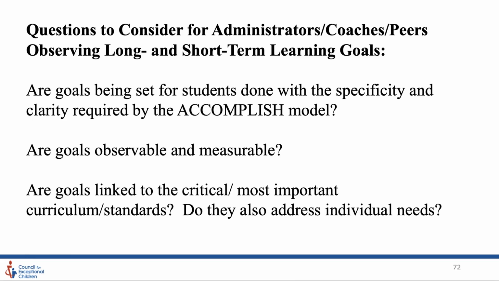Okay, so some questions for you to think about, regardless of your role, but think about the context of your current setting. Are the goals that you've set done with the specificity and clarity that we just went through with respect to the accomplished model? Therefore, are the goals observable, measurable? Are they linked to the most critical information? Do they address individual needs, or are they cookie cutter? These are tough questions to consider.